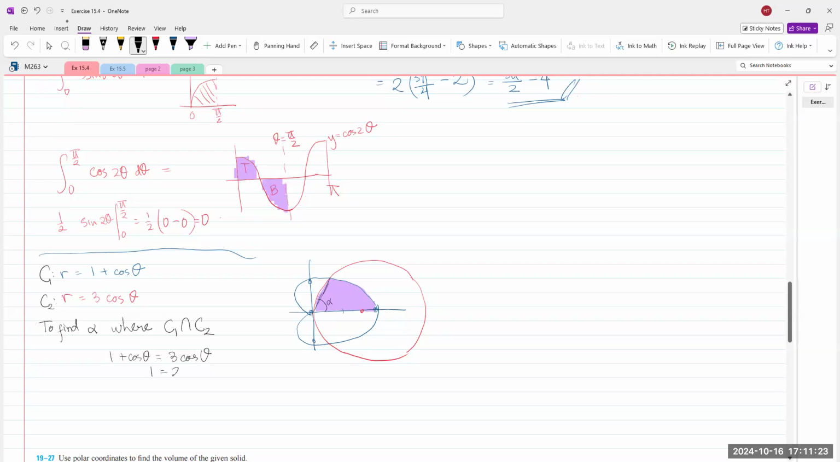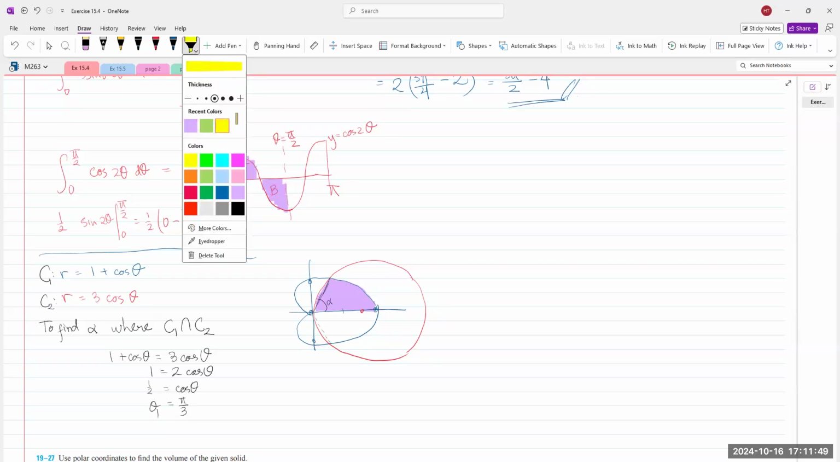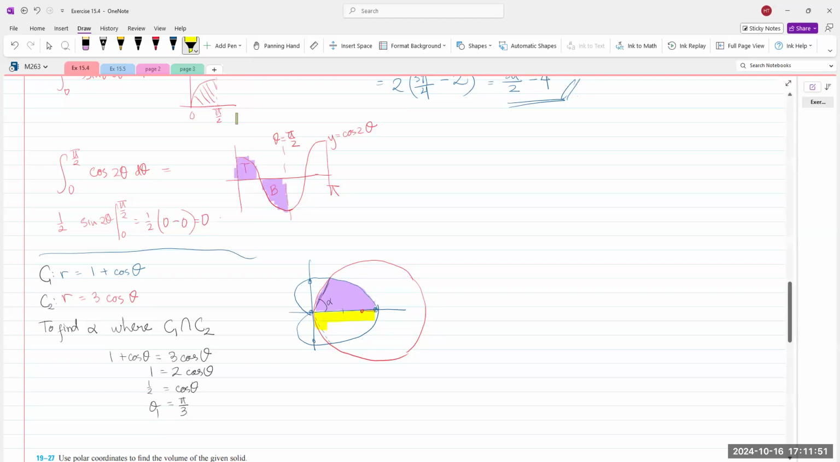So 1 equals 2 cosine theta, so cosine theta equals 1/2. The theta in quadrant 1 must be pi over 3, and in quadrant 4 it's negative pi over 3. We just do the one in the first quadrant, because the region above the x-axis is symmetric with the region below. So the area will be double the one in the first quadrant.